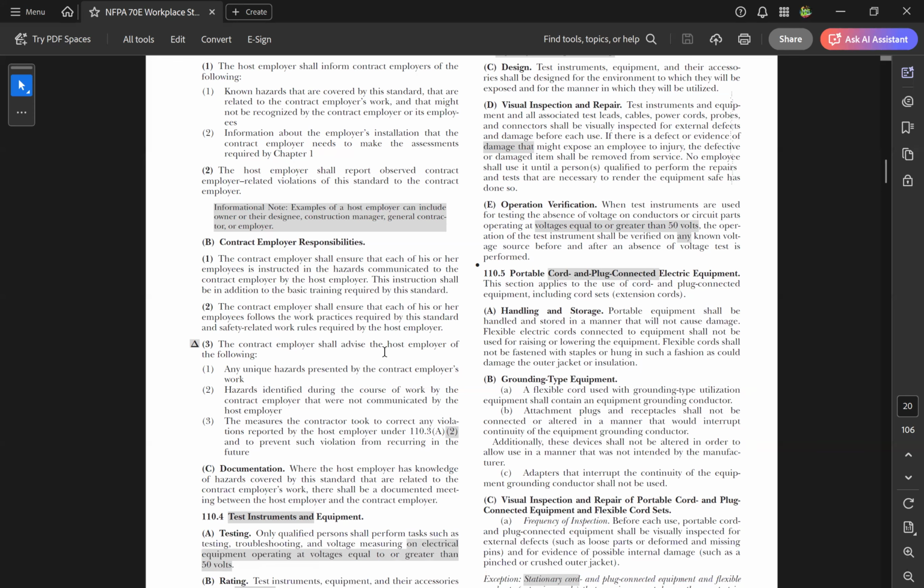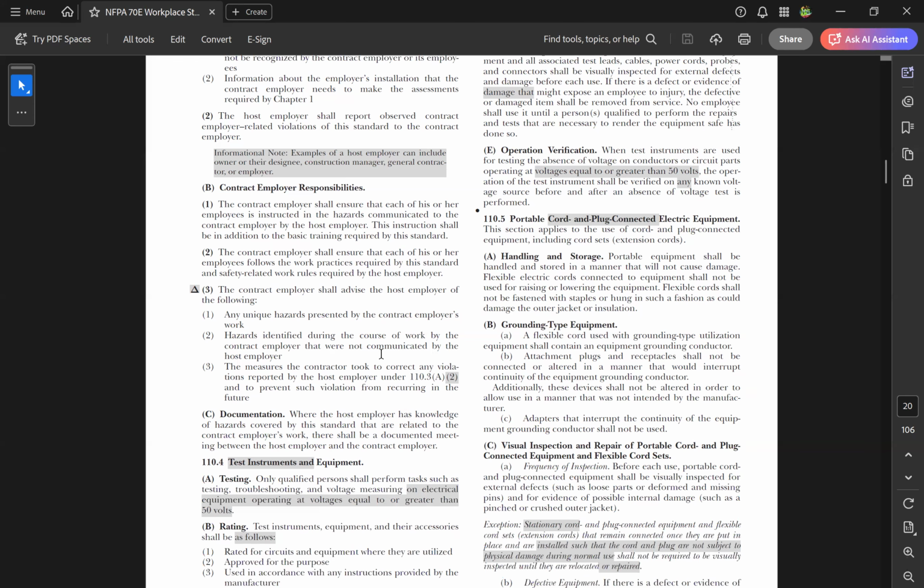So the contract employer shall advise the host employer of the following. One, any unique hazards presented by the contract employer's work, and hazards identified during the course of the work by the contract employer that were not communicated by the host employer. So, that could be surprises that you run into that you didn't think you would, after you've had briefings with the host employer and you talked about some of the hazards that you thought you would encounter, and then maybe some surprises out there in the field that you just run into later.